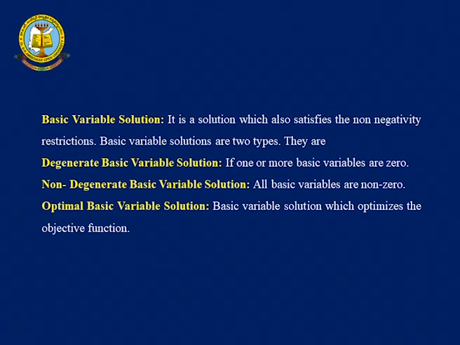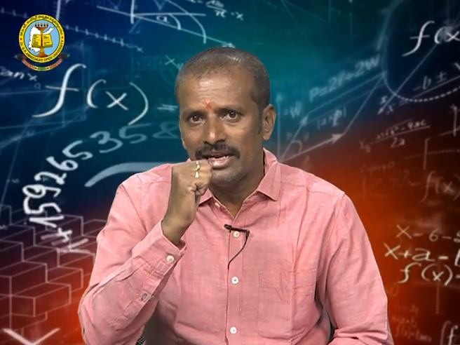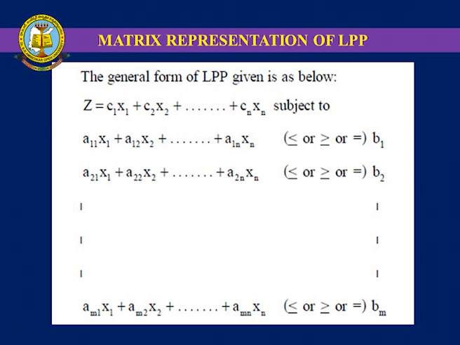And coming to the optimal basic variable solution, the optimal basic variable solution means the solution for which the objective function, which is going to be either minimized or maximized, attains its optimum. Coming to how we are going to represent the given linear programming problem in matrix form. So, first, what is the general form of LPP?